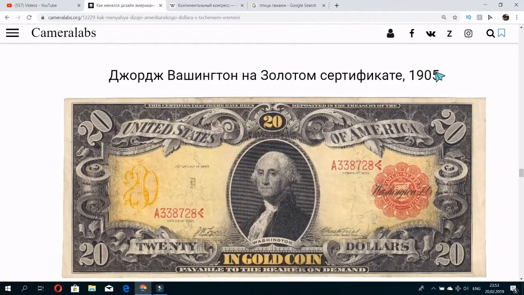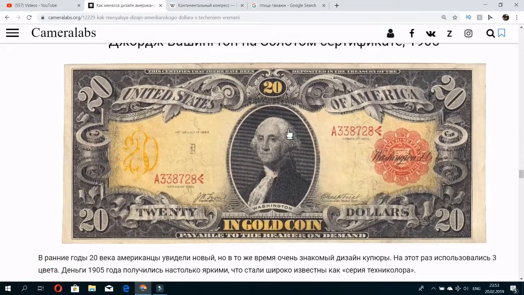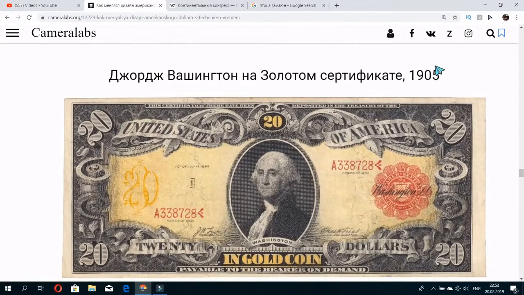This is 1905, so they started to do the smaller ones at that time. So it's like $20. We have George Washington also here. Payable to the bearer on demand. So it's still the U.S. Treasury certificate. This certifies that there have been deposited in the Treasury of the United States of America $20 in gold coin.